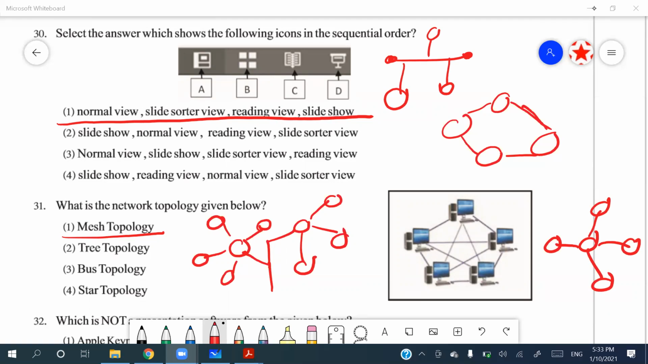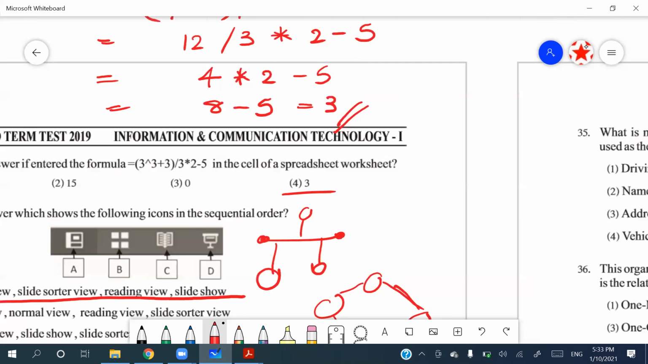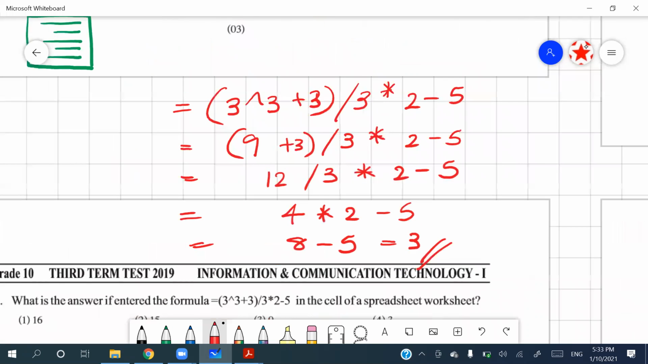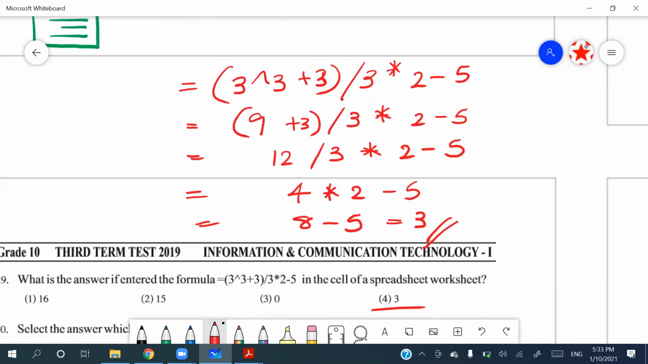Yes, what you have said is correct. I have made a mistake over here. 3 exponential 3 means 3 into 3 is 9, 9 into 3 is 27. So my entire calculation is going to be a wrong one.